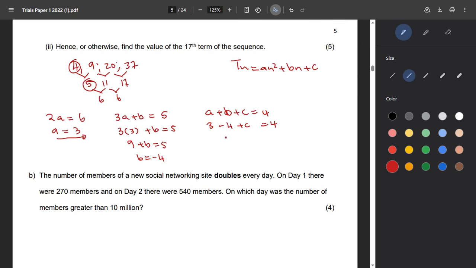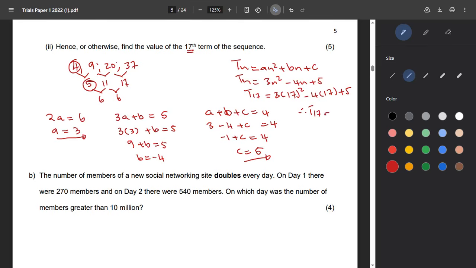So 3 minus 4, that's minus 1. And then the 1 goes to the other side to be positive, gives us c as 5. So what is the general term? Gn is, where that's a, I put 3. So this will be 3n squared minus 4n plus 5. And the question says look for T17. So we are looking for T17. Where that's n, you're going to put 3 into 17 squared minus 4 into 17 plus 5.